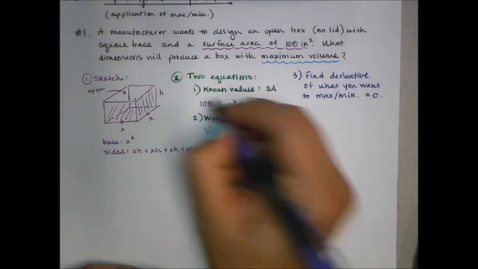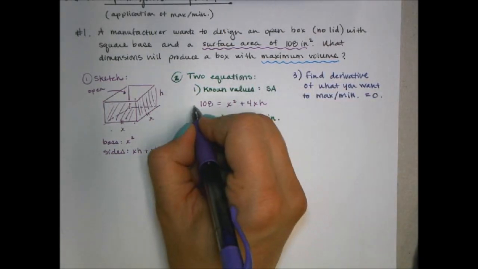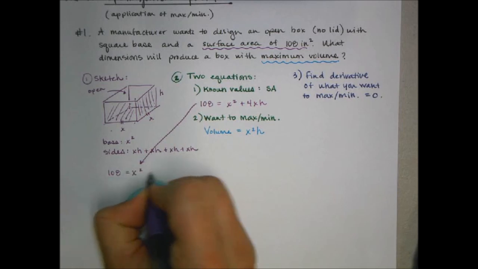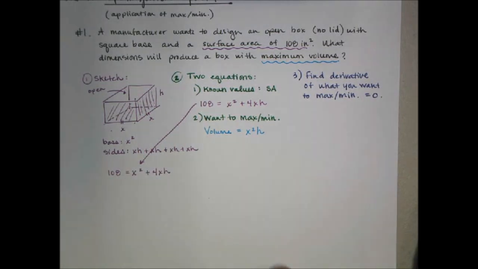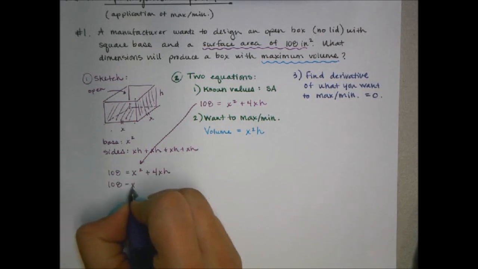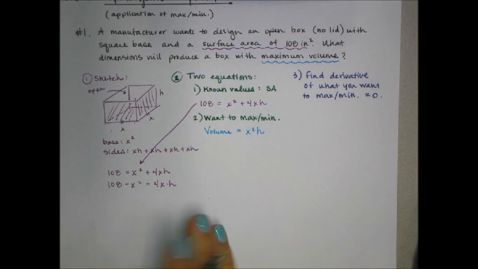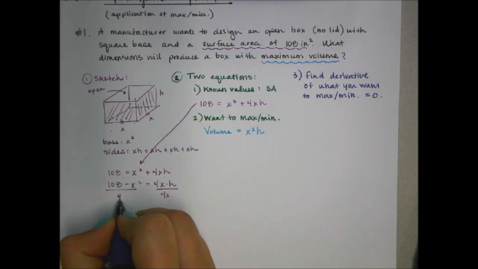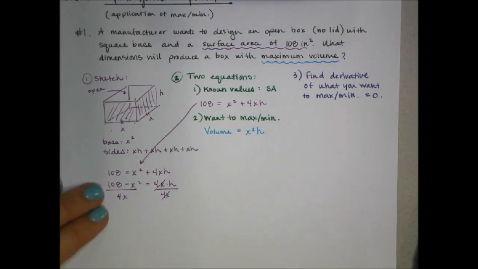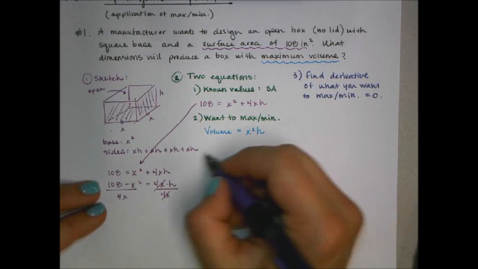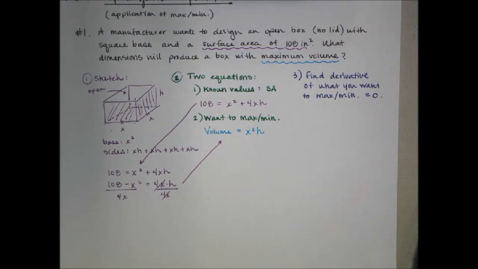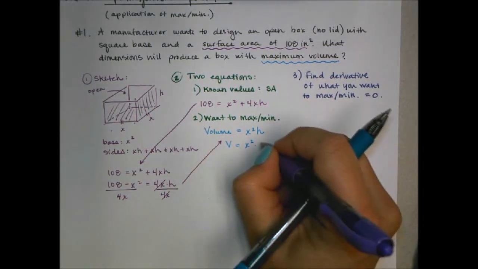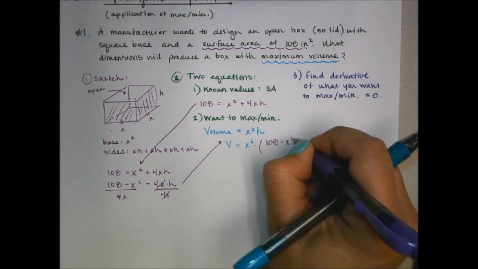So taking this equation to the side over here, and solving for h, dividing by 4x, we have h is 108 minus x squared over 4x, and that is going to substitute right back into our volume equation. So the volume is x squared times 108 minus x squared all over 4x.